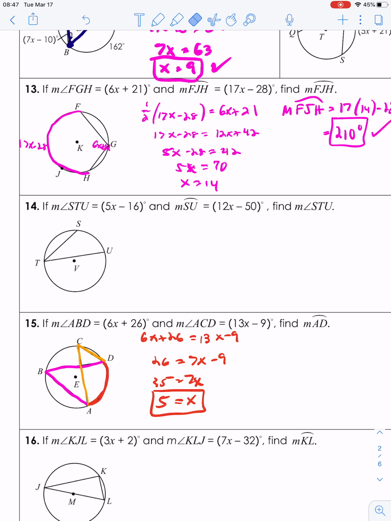Let's first just find the measure of ABD, actually. That would be easier. Just find the measure of one of them, and then we can double it. That's the easiest way to do it. So, measure of ABD.